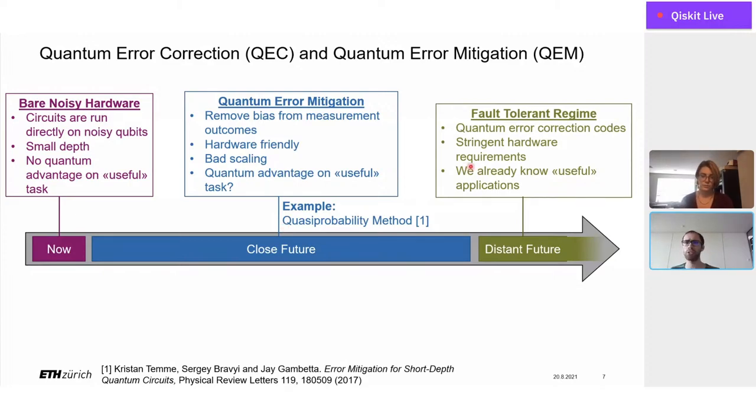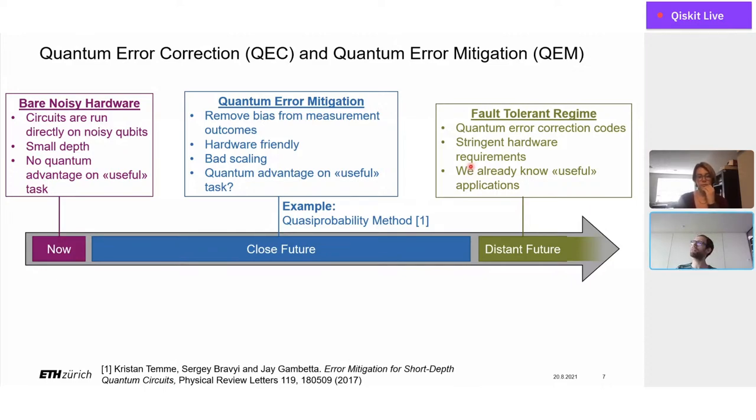Right. So you might have heard of different quantum error mitigation techniques before, like error extrapolation or subspace expansion or symmetry verification. But today I'd like to focus on another quantum error mitigation technique, which is called the quasi-probability method. And it will be a central ingredient basically for most of the talk today.